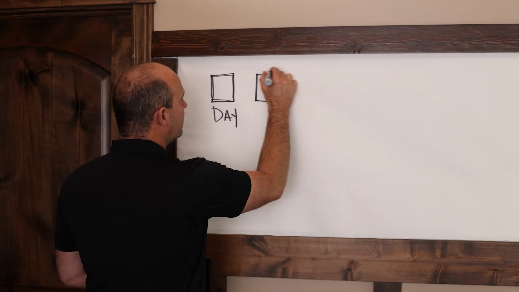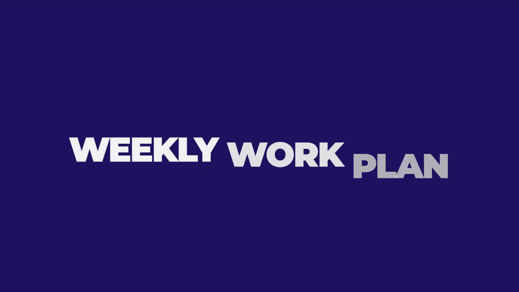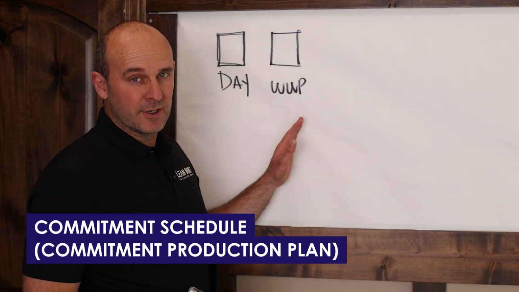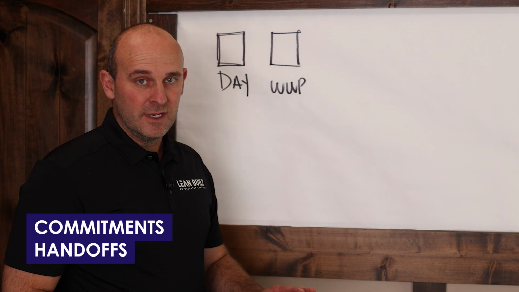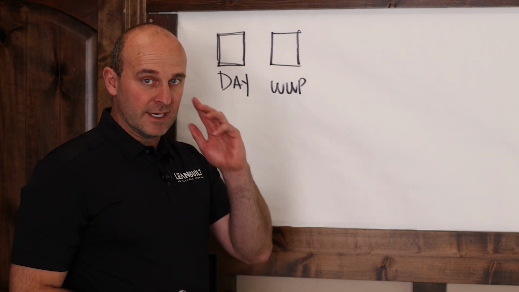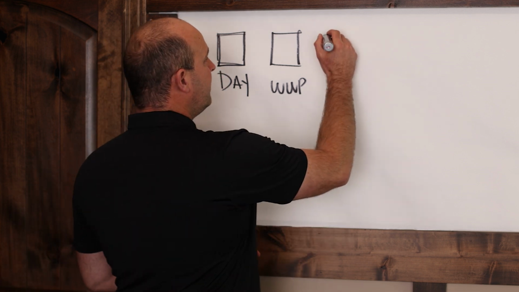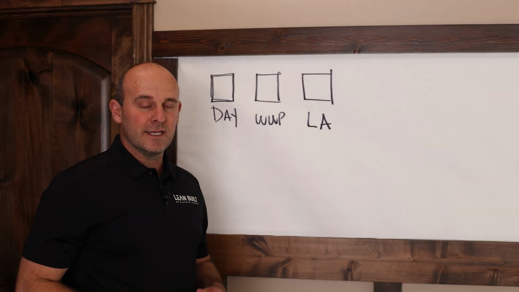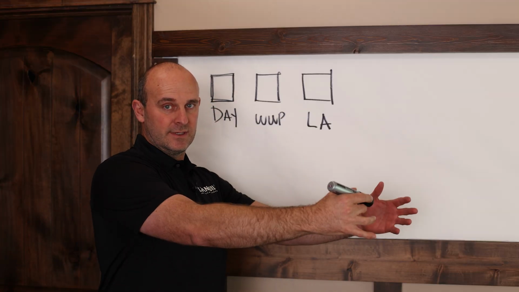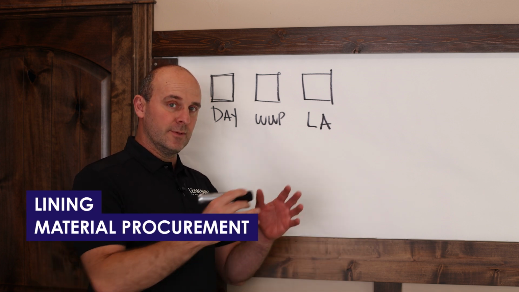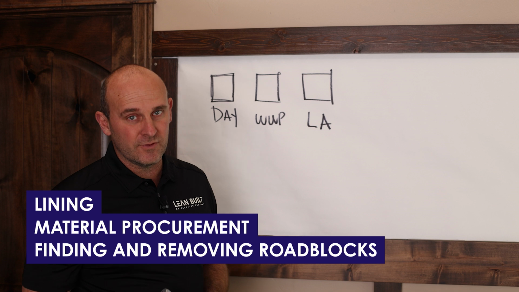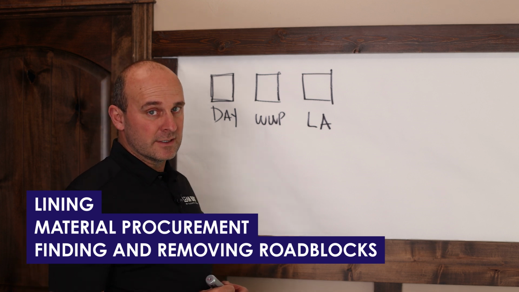Let's talk about the other type of short interval plan, the weekly work plan. This is your commitment schedule or your commitment production plan. This is where you literally map out commitments and handoffs. So this is a Monday through Friday type production plan. And then we have the look ahead, and I'll just do this with LA. The look ahead is anywhere from 3 to 6 weeks out, and it's for the purpose of aligning material procurement to the dates and then finding and removing roadblocks before they impact the work.